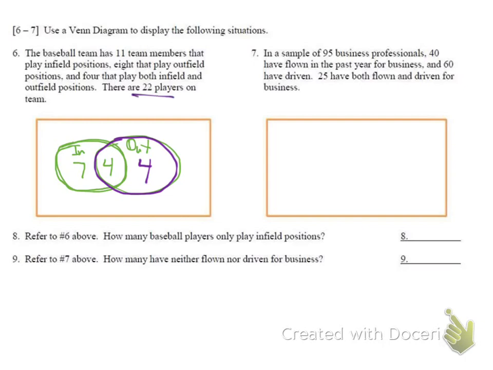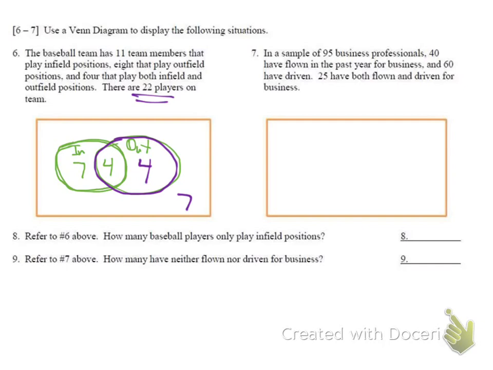But we're not done yet because there are 22 players on the team. Now, those 22 players have to be accounted for somewhere. Right now I have 15 total in my Venn diagram, so that leaves 7 that need to be on the outside. Now, the 7 that are on the outside, they could maybe be considered pitchers. They don't play infield or outfield, or they just ride the bench the whole time. But we have to make sure that everything is accounted for.